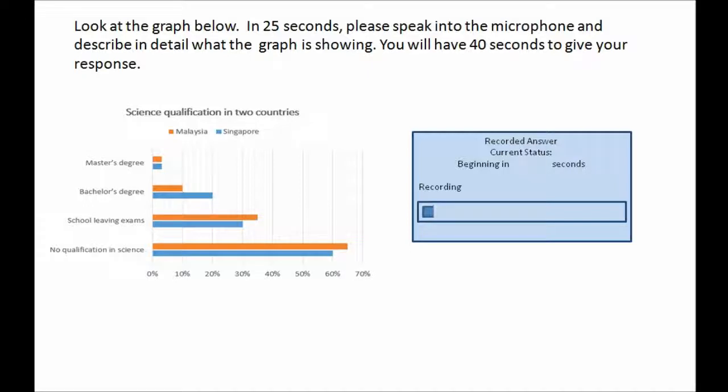The bar chart shows the percentage of people who hold a science qualification in Singapore and Malaysia. A very low percentage of people hold a science qualification at master's degree level in both the countries. At bachelor's degree level, 10% of Malaysian people are qualified in science, and comparatively 20% of people hold a science qualification in Singapore. Science qualification at school leaving exams level is 30% in Malaysia, but it is 5% less in Singapore. More than half of the people hold no science qualification at all in both the countries.